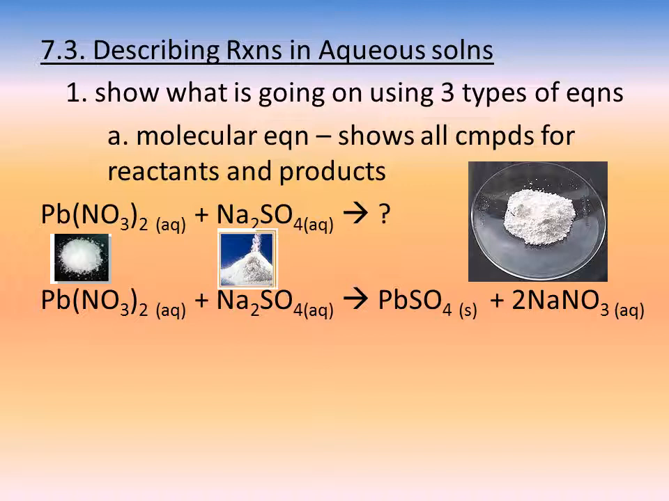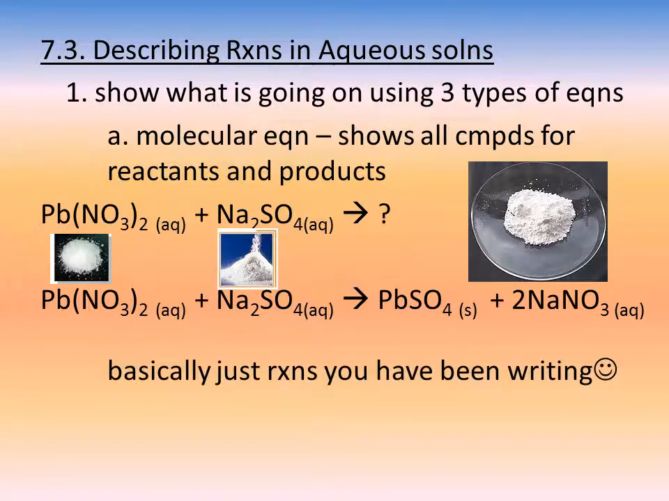Using the solubility rules, the nitrate is not a precipitate, but we got a white precipitate here. So which one is the precipitate? Sulfates don't normally dissolve, so it's lead sulfate. If you look at this, it's basically just the reactions you've been writing: compound plus compound yields two new compounds by switching the cations. You've been doing that, so I feel like we can move forward.